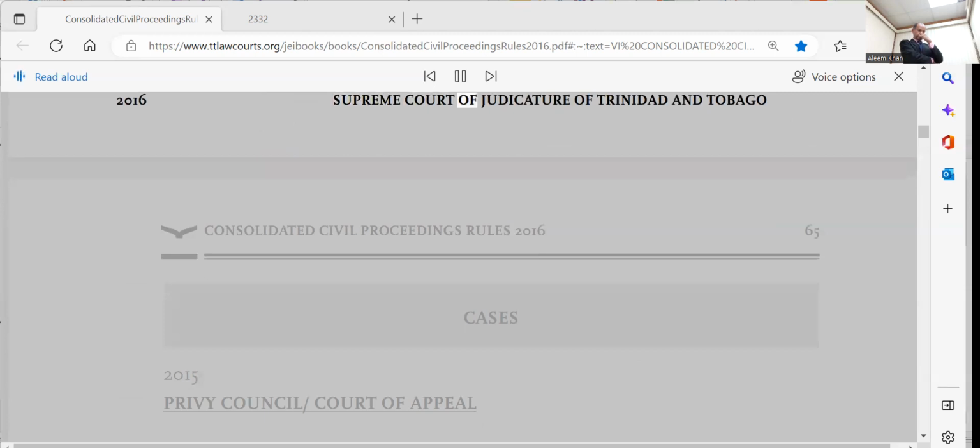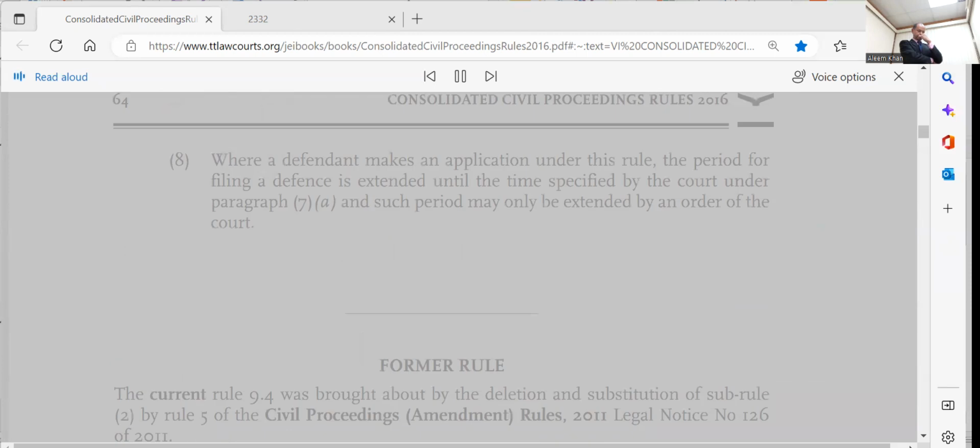2016 Supreme Court of Judicature of Trinidad and Tobago. 64 Consolidated Civil Proceedings Rules 2016. 8. Where a defendant makes an application under this rule, the period for filing a defense is extended until the time specified by the court under paragraph 7(a), and such period may only be extended by an order of the court.